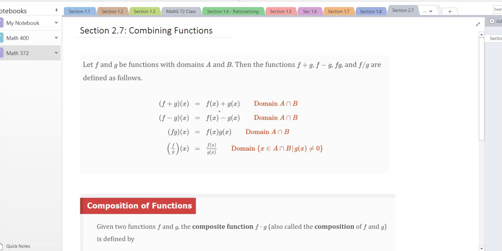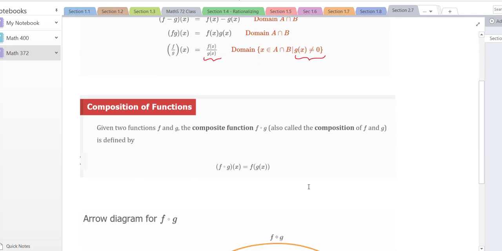So anytime that you add, subtract, multiply, or divide functions, you take the intersection of their domains, and that is the new domain of the function. With the exception of when you divide functions, we still want to make sure that the denominator is not 0, which is why this is really important. It's A intersected with B, right? The domain of f is A, and the domain of g is B. So when you intersect those domains, we want to make sure that the function g of x is not 0.